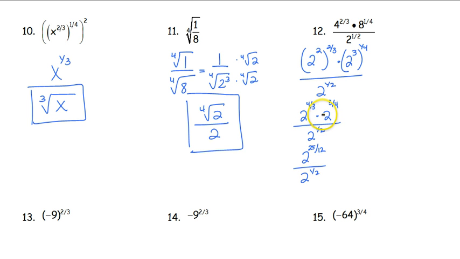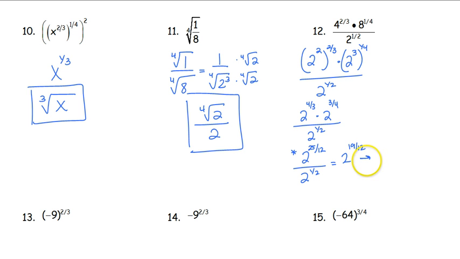Remember, when you're combining like bases, you're not changing the base. So that 2 times 2 is not going to become a base of 4. It's still a base of 2. When we divide, we subtract those exponents, and we end up with 2 to the 19/12. It's the who wins, and the top is bigger than the bottom. So we subtract 25/12 minus 1/2, and we're left with 19/12.